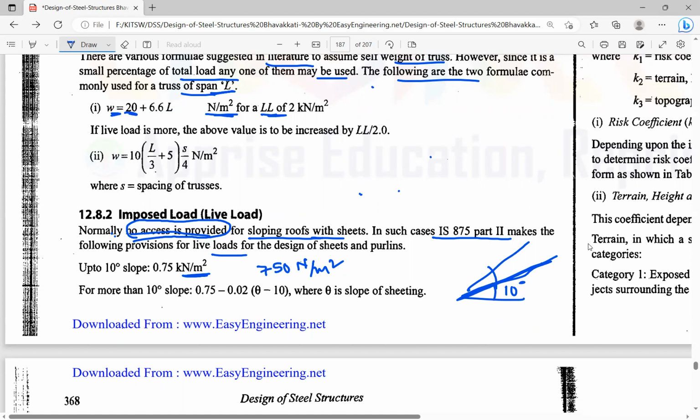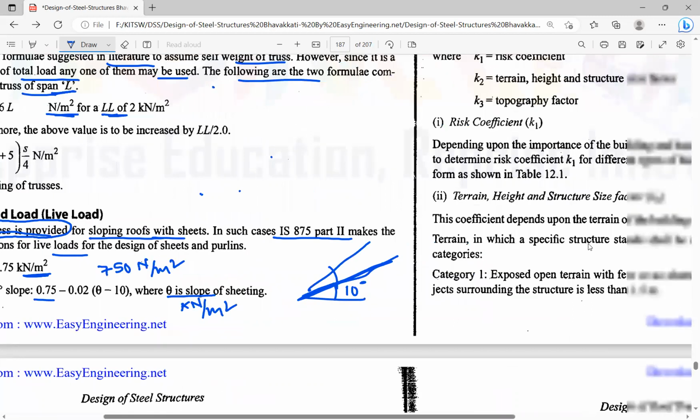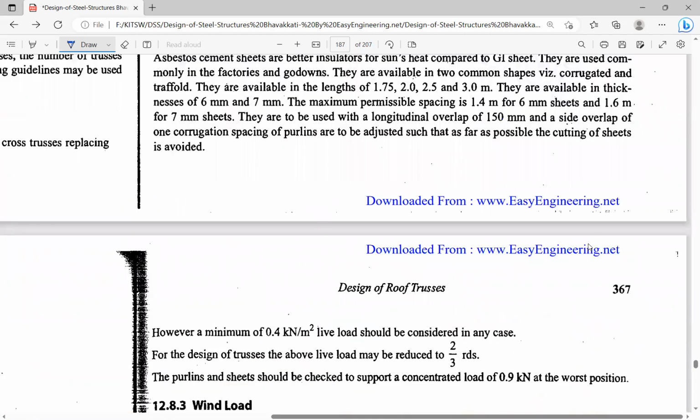How much does it reduce? It is 0.75 kilonewton per meter square minus 0.02 into theta minus 10. This is also in kilonewton per meter square. Theta is the slope of sheeting. So we are going to get the live load: live load is equal to 0.75 minus 0.02 into theta minus 10. Right? Like that we calculate the live load for the no access provided case.